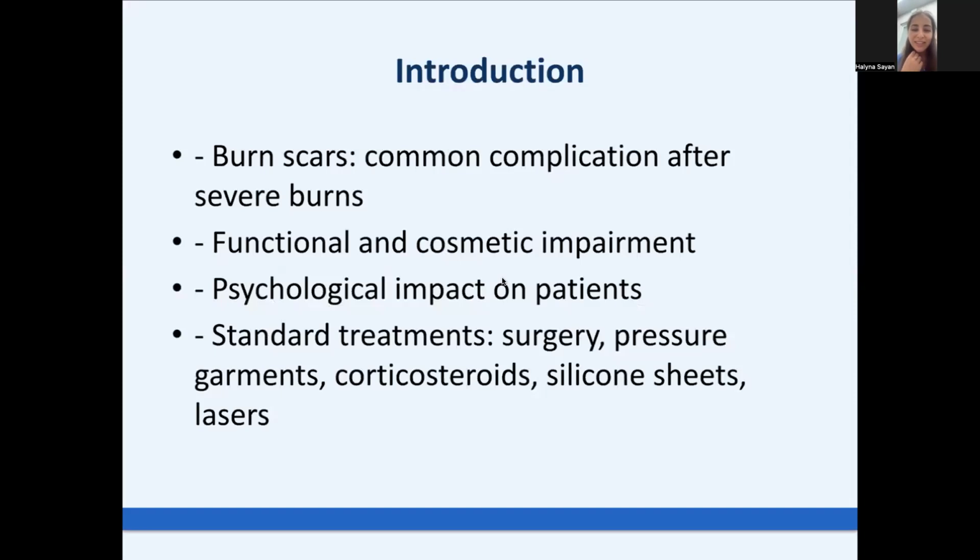So a little bit about what CO₂ laser procedures are. Burn scars are a very common complication after severe burns. I think I said it a little bit earlier. When you have scars, we have functional and cosmetic impairment, and a psychological impact on the patient.